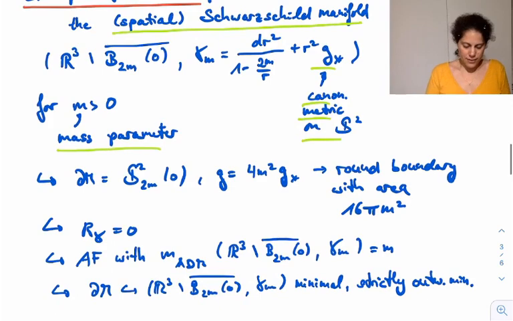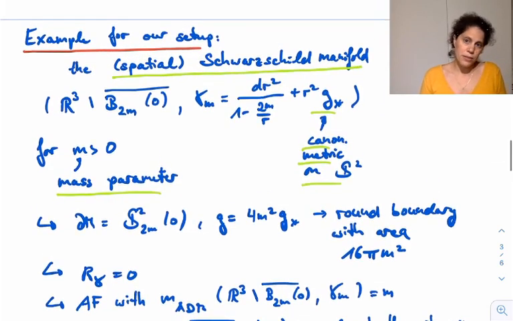And here's the prime and most important example for our setup, the so-called spatial Schwarzschild manifold, and I'll drop the qualifier spatial in what follows. That manifold is defined on the exterior region of a given ball in R3 directly, so we don't need any diffeomorphisms here. The ball has radius 2m, where m is a positive real parameter called the mass parameter, and the metric is given by the formula shown on this slide.